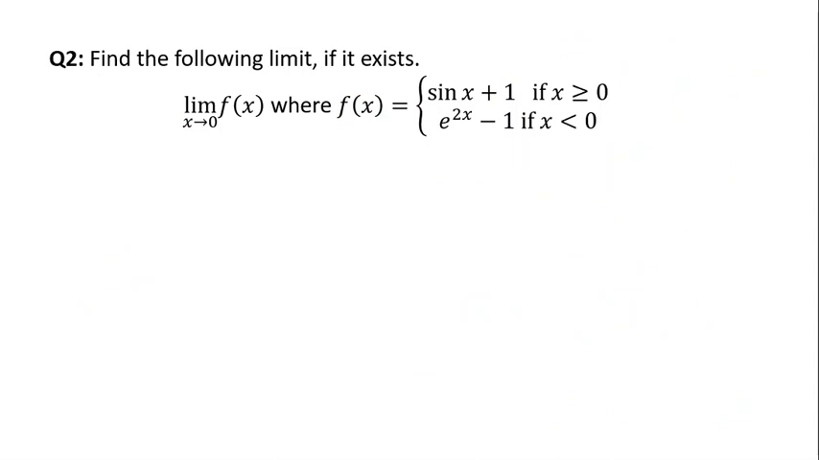Find the following limit if it exists. It says find the limit of f of x as x goes to 0, where f of x is this function here. And this is a piecewise defined function. As you see, this is a piecewise defined function, so it means it has different behaviors in different places.